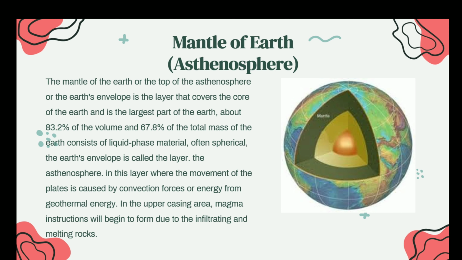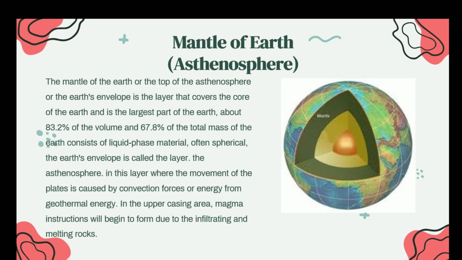Next, the mantle of the Earth, or the top of the asthenosphere, or the Earth's envelope, is the layer that covers the core of the Earth and is the largest part of the Earth, about 83.2% of the volume and 67.8% of the total mass of the Earth. It consists of liquid, fast-moving material, often spherical.